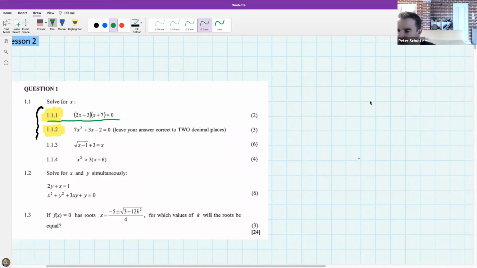Oh, I see Mbuso has put an answer in there, and Mbuso, I think I agree with you. Would you like to tell us how you did that, Mbuso? What was the key step?